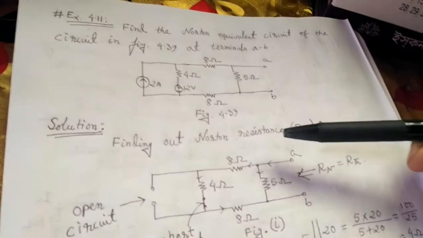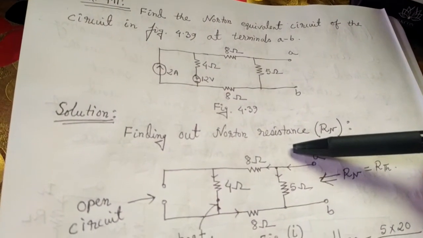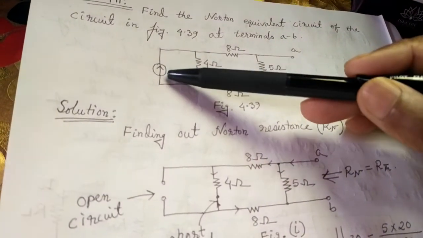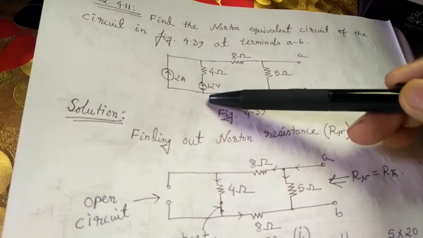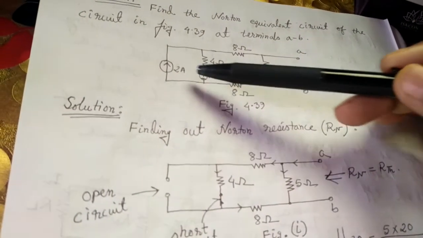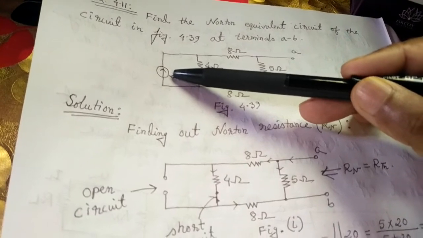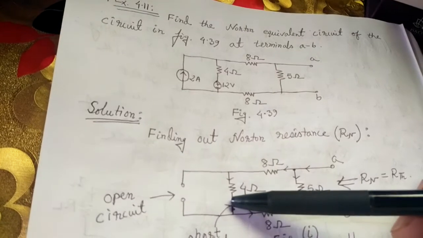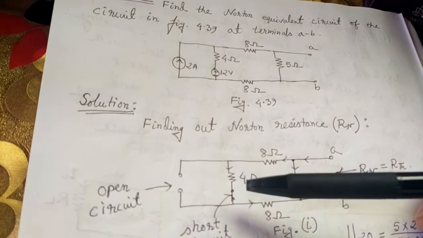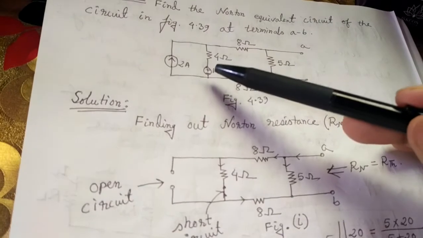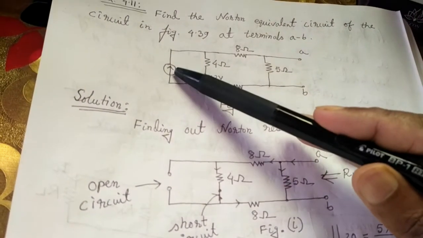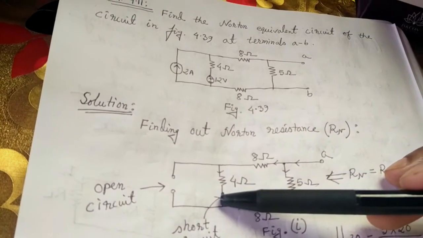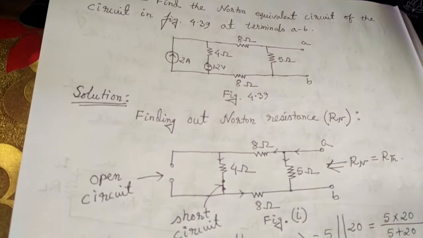First we will try to determine the Norton resistance. To determine the Norton resistance, we have to remove the sources, current source and voltage source. We need to remove the current source by an open circuit path, this is the open circuit, and the voltage source by a short circuit path, this is the short circuit. It is the usual rule to remove all sources. If it is a current source, it should be open circuit. If it is a voltage source, it should be short circuit. It is applicable for all networks.